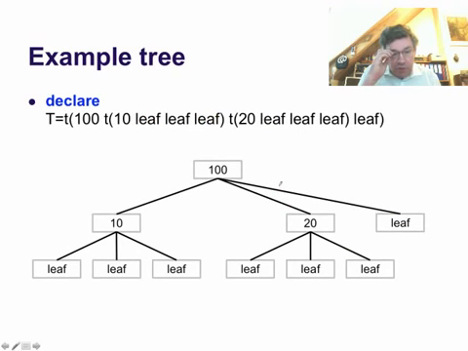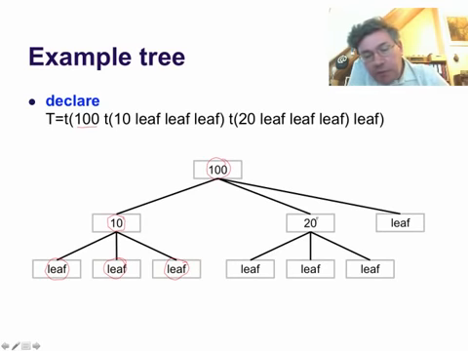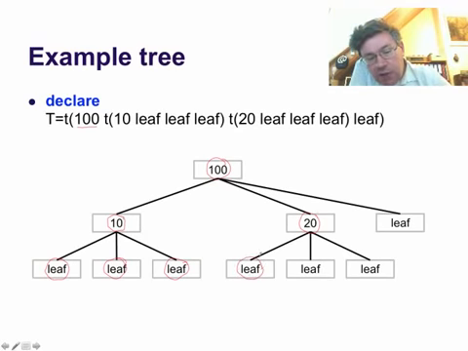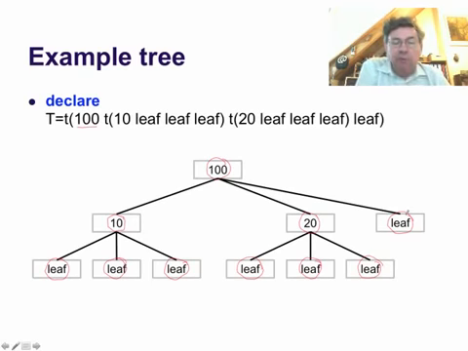So here's an example of a tree. This is an example of a ternary tree, a tree where each non-leaf node has 3 subtrees. So here, for example, the main root node has a value 100. The leftmost subtree has a value of 10, and it has just leaves as its own subtrees. The middle subtree here has a root with a value of 20, and itself has only leaves. And there is no rightmost subtree, there is just a leaf. So this is a typical example of a tree.